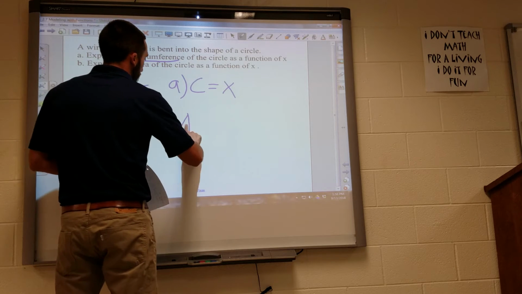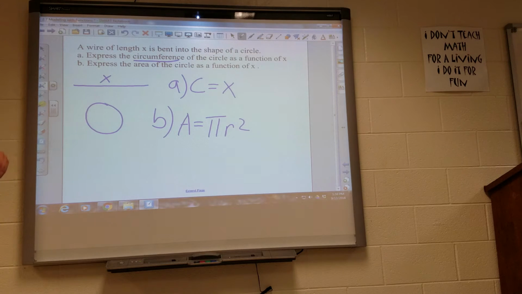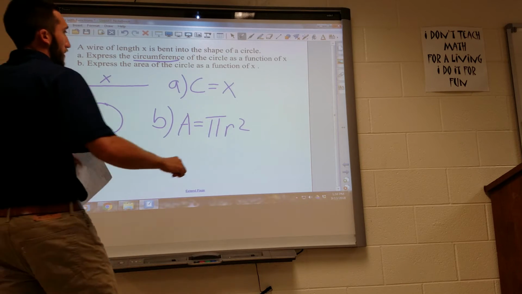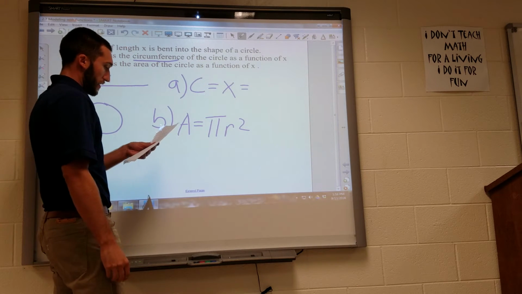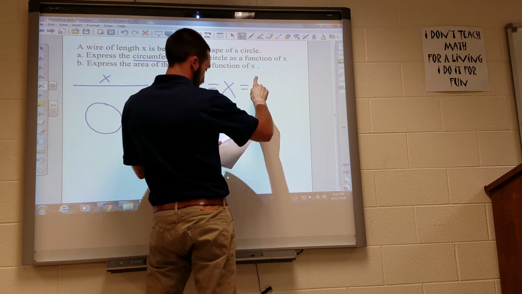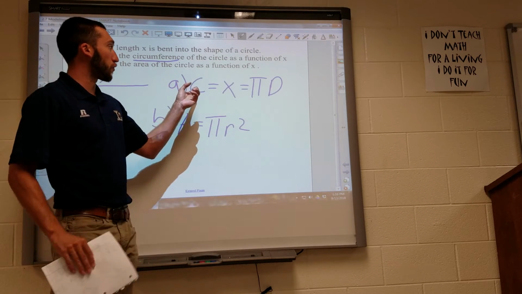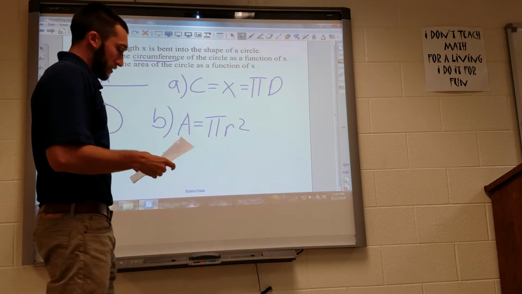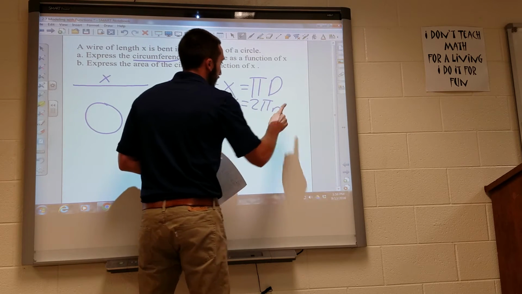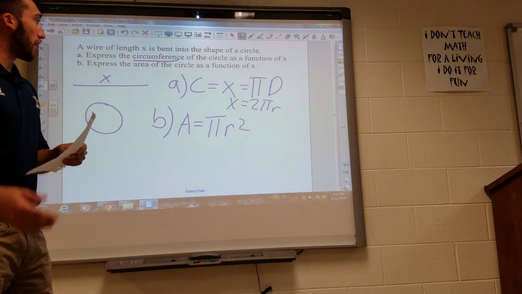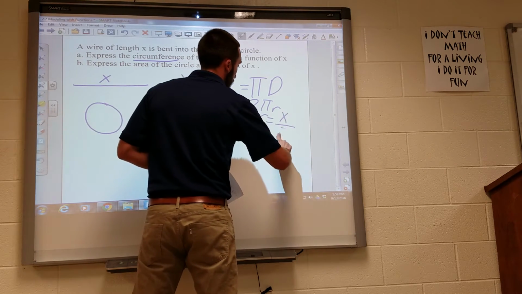So, since area of a circle equals pi r squared, we can figure out that since the circumference equals x, then the circumference must be pi d, right? So the circumference formula is pi times the diameter, and then x must be equal to 2 pi r, since the diameter is equal to 2r, and solving for r, x over 2 pi.